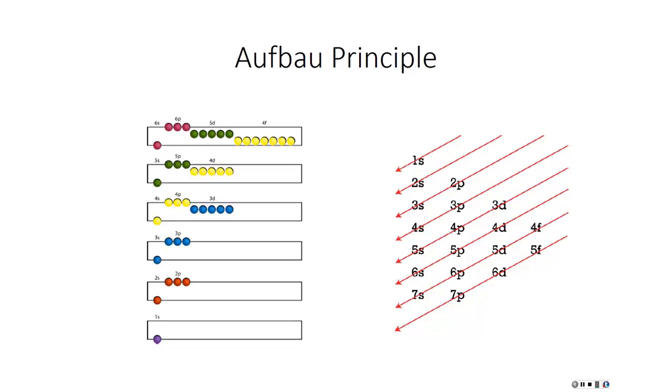Does anyone want to share what they got for phosphorus? Okay. Go ahead. I got 1s2, 2s2, 2p6, 3s2, 3p3. Okay. That looks great. And for neon, I got 1s2, 2s2, and 2p6. Perfect.